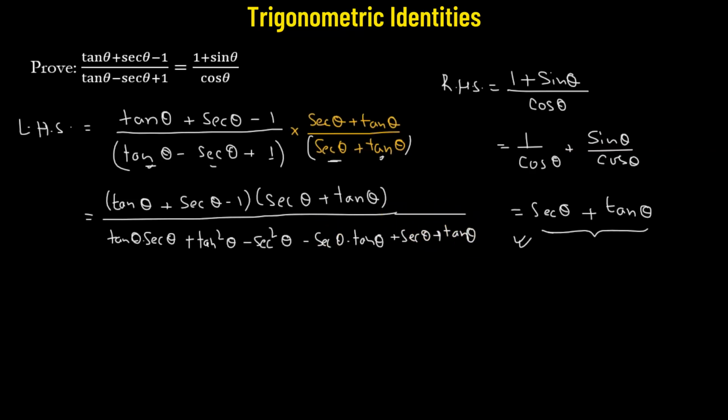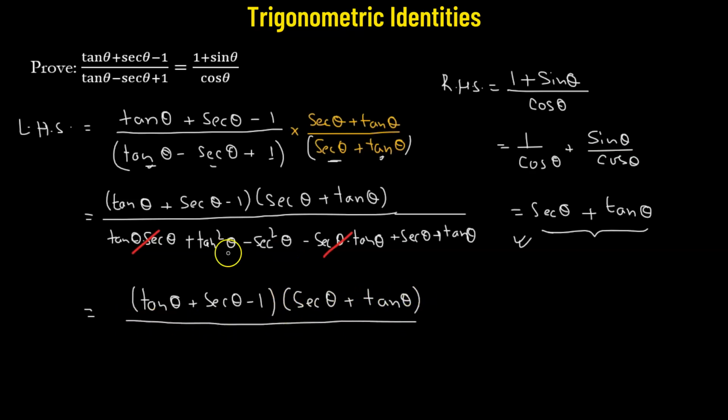Now immediately we can observe that tangent theta times secant theta and negative secant theta times tangent theta cancel out, and we can rewrite our expression as (tangent of theta plus secant of theta minus 1) multiplied by (secant of theta plus tangent of theta) whole divided by, now here we have tangent squared theta minus secant squared theta. We know there is an identity: 1 plus tangent squared theta is equivalent to secant squared theta. So this is a standard identity.